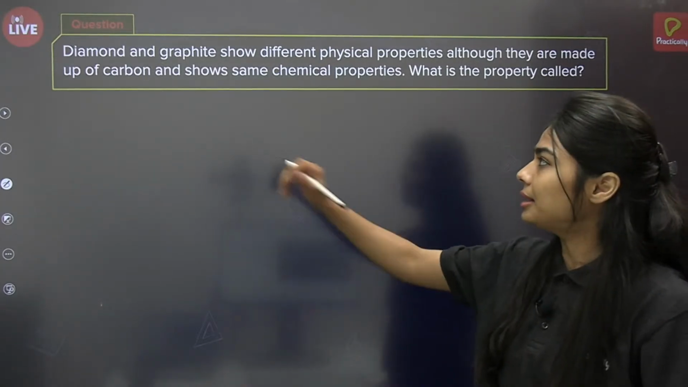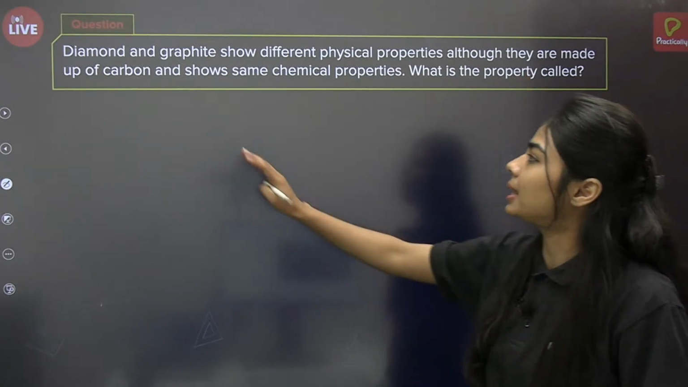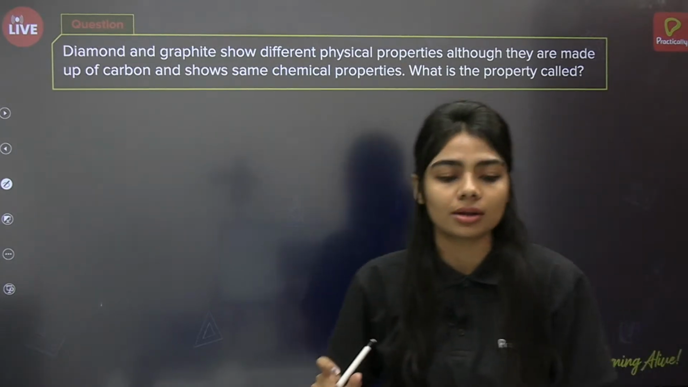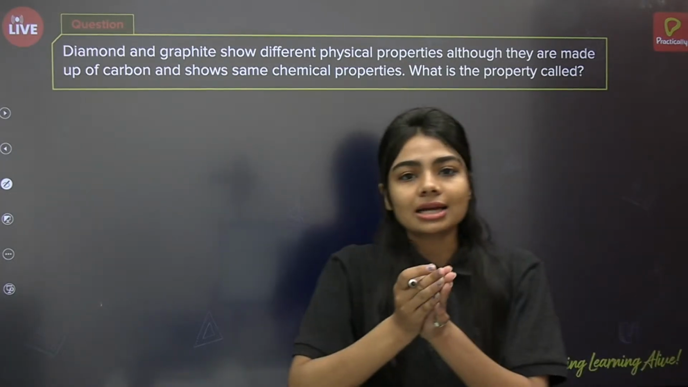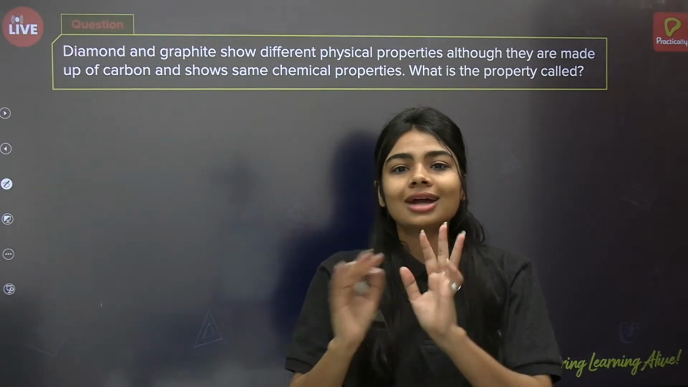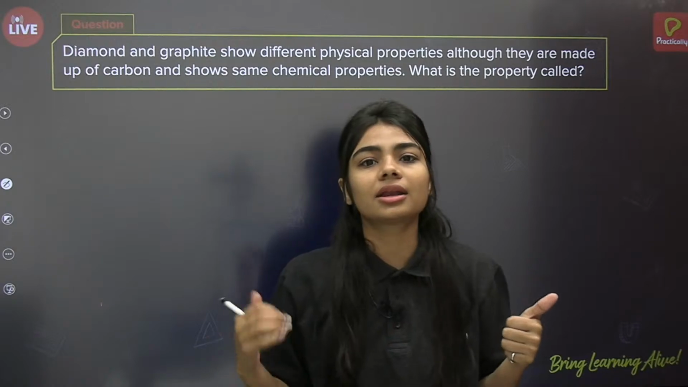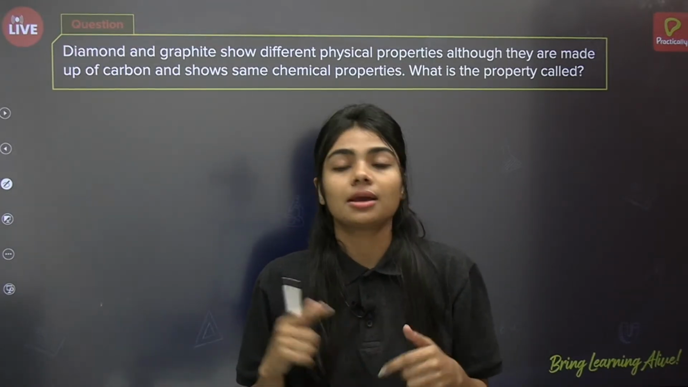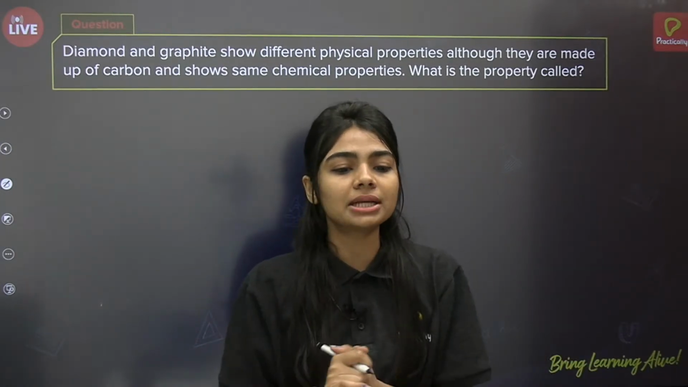Diamond and graphite show different physical properties although they are made up of carbon and show the same chemical properties. What is the property called? They directly ask you what the property is called. Diamond is very hard but graphite is not. Diamond is a bad conductor of electricity but graphite is a good conductor of electricity. So the physical properties are different.